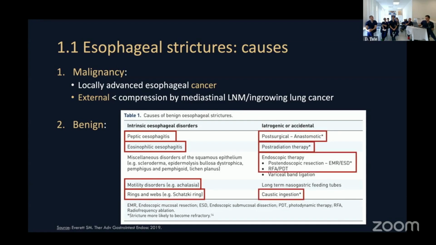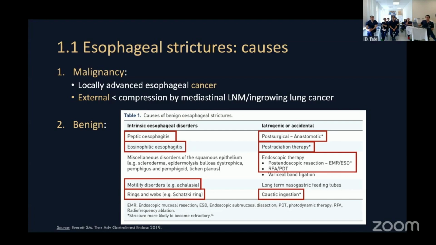And so most commonly it's peptic. That was especially more the case in the past. Now with the use of PPI, we see that less. EoE is becoming more and more obviously a reason to have strictures. Some motility disorders like achalasia, not that common, but can be a cause of a stricture.